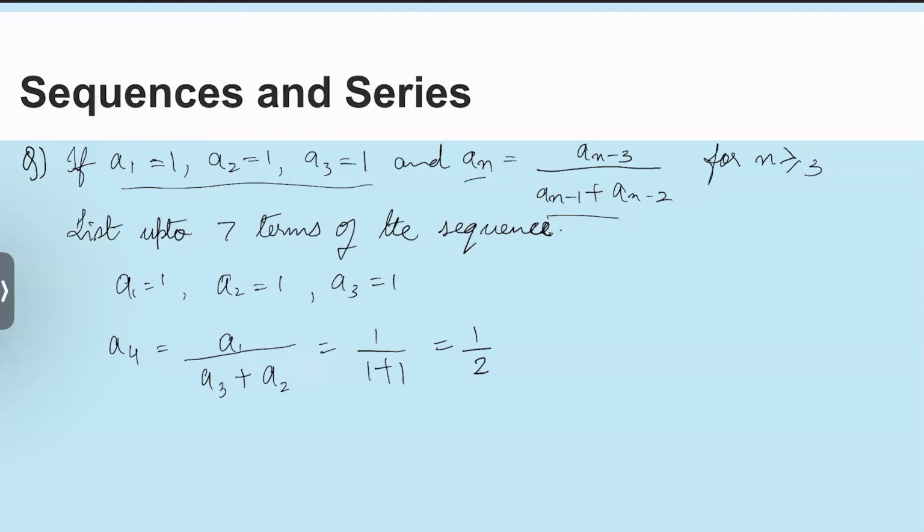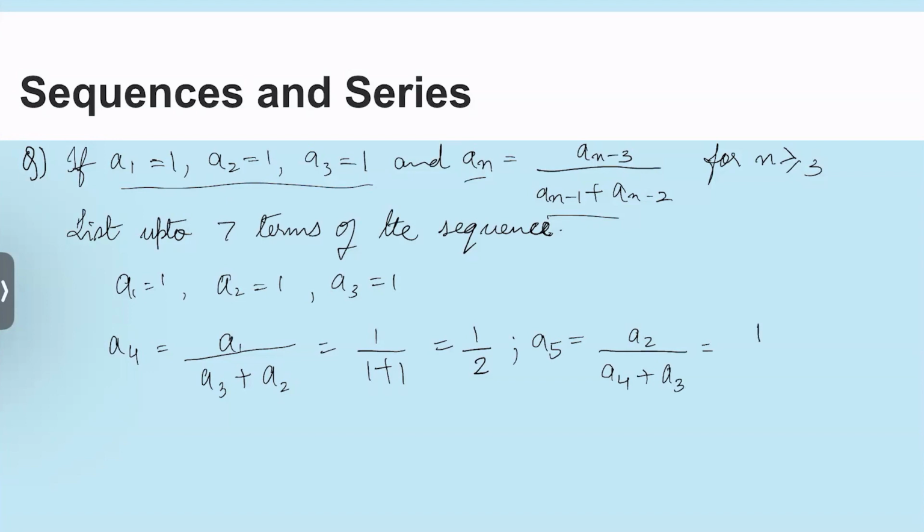Okay. Now suppose we do the next one. So that is A5. Now for A5, you will have n minus 3, so that is A2. And then you have n minus 1, so 5 minus 1 is A4. And the next term would be a(n-2), so 5 minus 2 is 3. So you have A3.